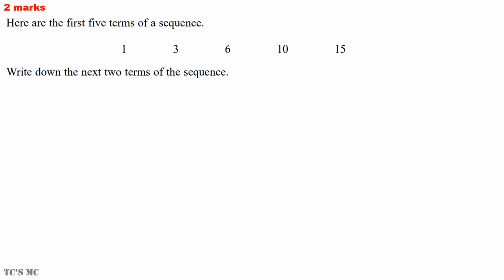Here are the first 5 terms of a sequence. Write down the next 2 terms of the sequence. So they want this one and this one. We now need to work out the pattern. It's add 2, add 3, add 4, add 5. So then it must be add 6 and then add 7. So my first number would be 21, and now I have 1 mark. And then the second number will be 28, and now I have my second mark.